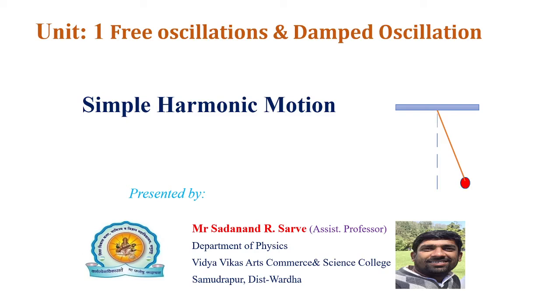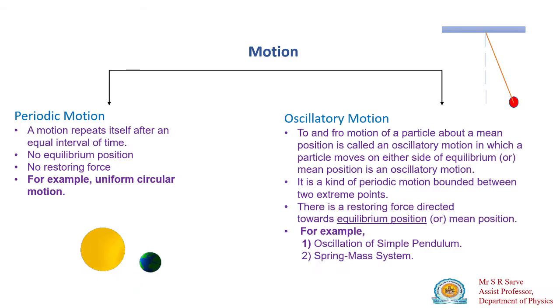Good afternoon, students. So today we are going to start with your first unit, that is free oscillation and damped oscillation. Already in the previous lecture we have learned what the contents of the first unit are. So we'll start with simple harmonic motion. Before starting with simple harmonic motion, we are going to study some of the basic terms related to simple harmonic motion. Okay. So first we will learn what is meant by motion.